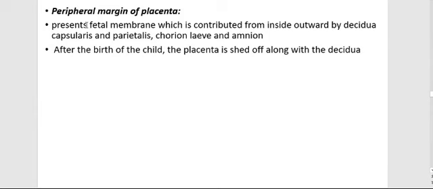Now the peripheral margins of the placenta. So it presents what we call a fetal membrane. This fetal membrane is contributed from inside outwards by the decidua capsularis, parietalis, chorion laeve, and the amnion. So these are the peripheral margins of the placenta. And after birth of the child, the placenta is shed off along with the decidua.